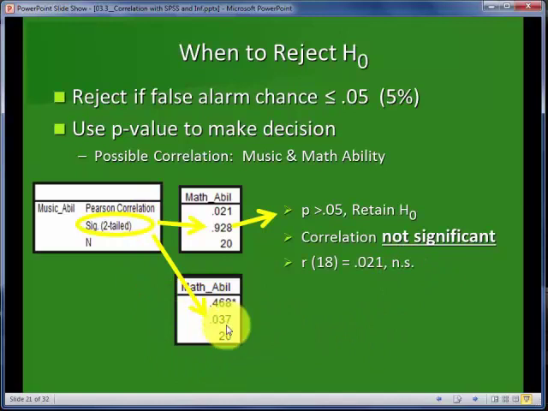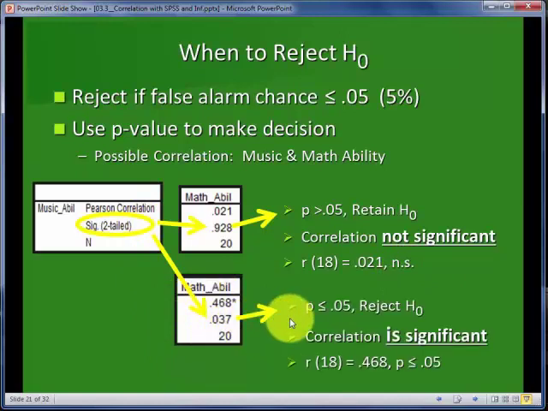If it turned out like it did down here in the second box, we'd say, woohoo! P is less than or equal to 0.05. We'd call our mother, we'd call our brother, you'd pet your favorite pet schnauzer, and you'd say, we get to reject the null hypothesis. Typically, we want to reject the null hypothesis because that means the correlation is significant, that it's reliable, that we found a relationship between music ability and math ability, and we're happy.